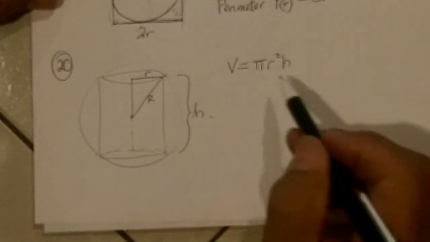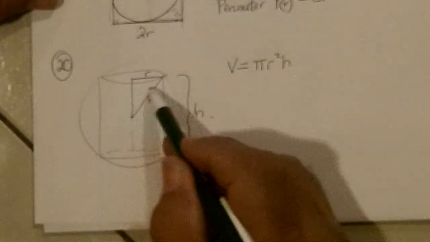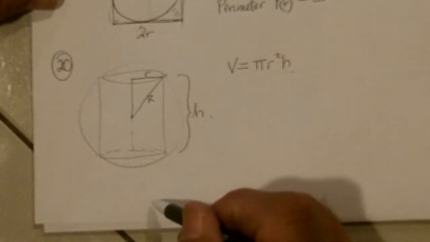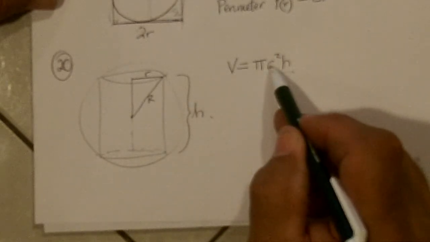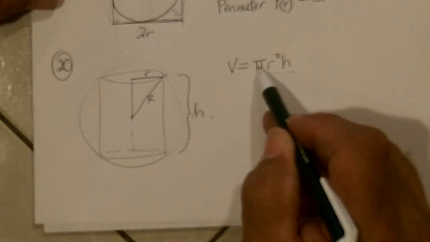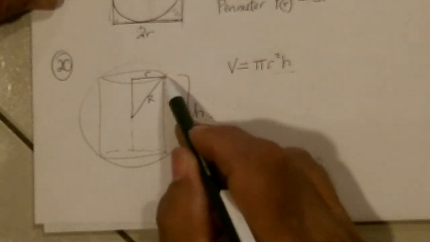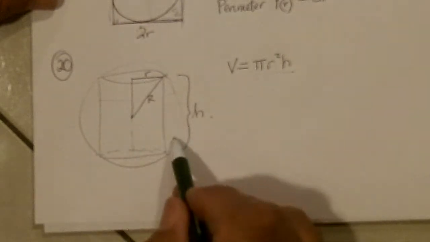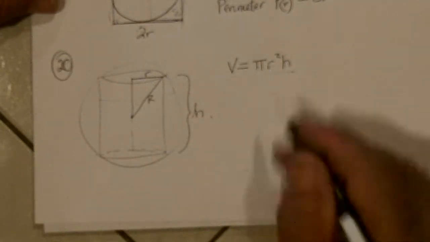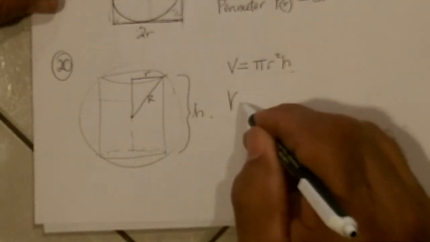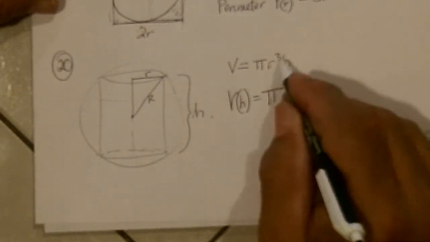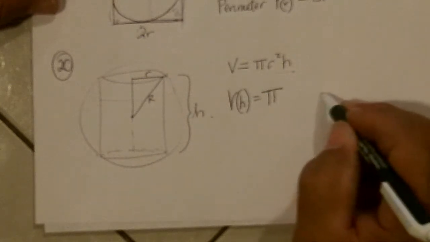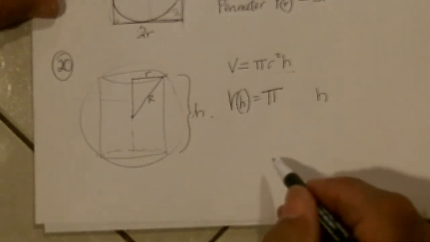20. It says write the volume of the cylinder, and they gave you the formula, as a function of h. Well, right now it's a function of r and h. Pi is a constant, but r and h can vary if we move this point to different places and get different shapes of cylinders. So the volume as a function of h is pi. We need to replace the r squared with something, h.